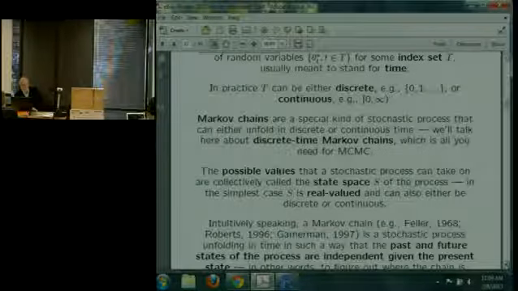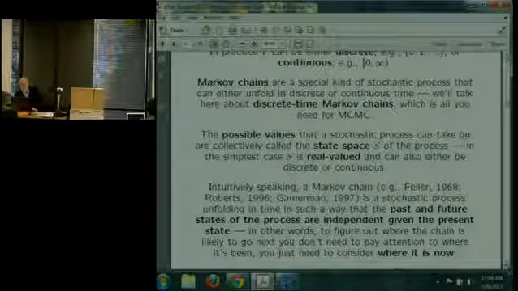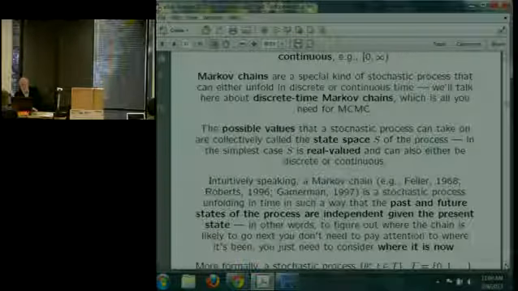So the famous probabilist William Feller wrote a lot about Markov chains, and there's other people who have written about them also.